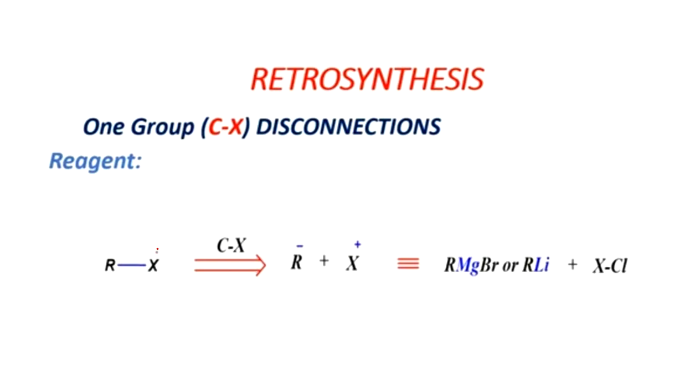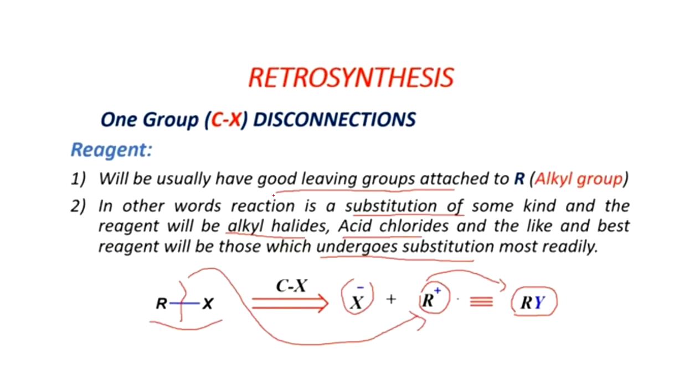In this way we are doing fragmentation. This R group, the R negative group, could be synthesized by using a Grignard reagent, RMgBr, or RLi. This X group could be XCl, or we are studying Br2, I2 or Cl2; like that we are getting a stable compound. So in one group C-X disconnection, the reagent will usually be a good leaving group attached to an R alkyl group.